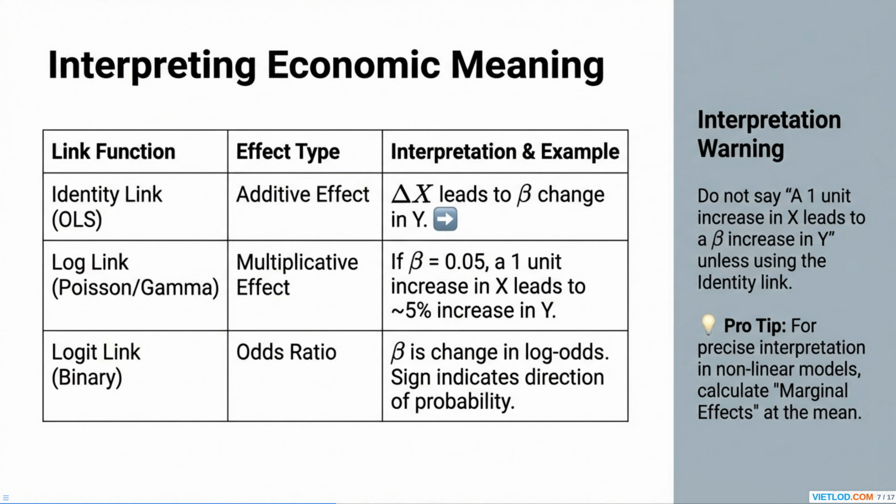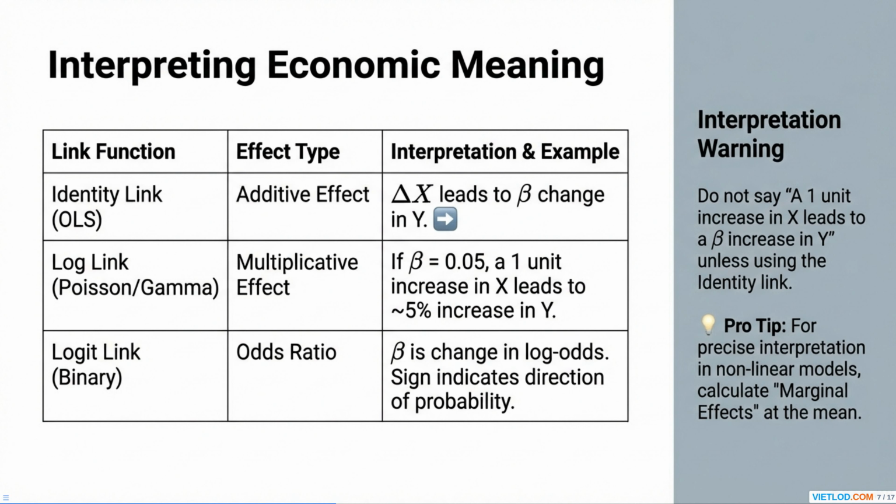However, when using a log link, common in Poisson or gamma models, the effect is multiplicative. For instance, if your beta coefficient is 0.05, a one-unit increase in x leads to approximately a 5% increase in y. This is a crucial distinction, often called a semi-elasticity.